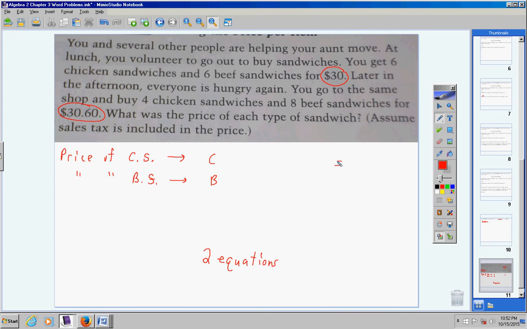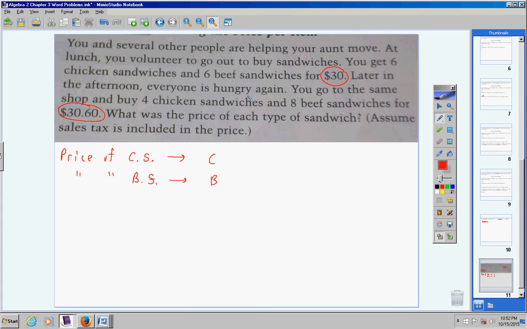In fact, I'm not going to say always, sometimes those are a big hint that one side's going to be equal to 30 and one side's going to be equal to 30.60. That's just something to think about. I'm not going to tell you that's always going to be the case, but that's something to keep in mind. Now, I have to come up with two equations. So let's stop and think this through.